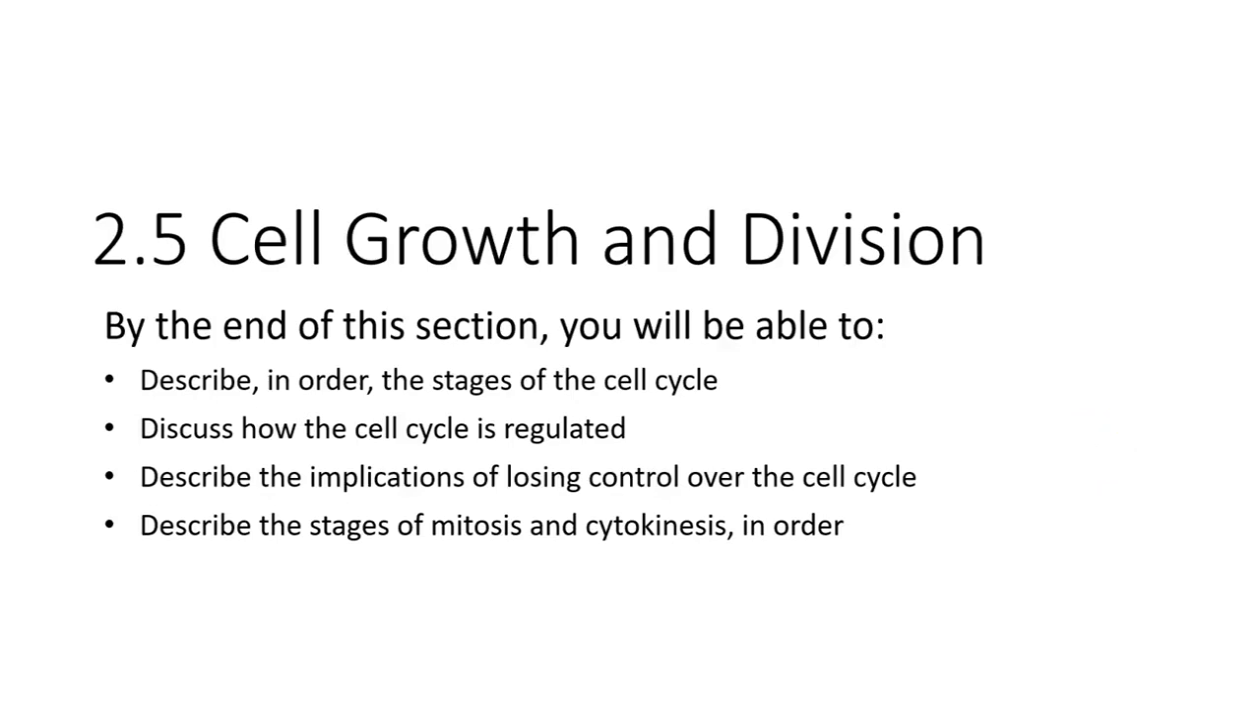Right, let's talk about cell growth and division. So how cells get a little bit bigger and how they make copies of themselves. We're going to talk about stages of the cell cycle, how that cycle is regulated, how it's controlled. We're going to talk about why it's so important to have this control over the cell cycle, and then we'll talk a little bit about the different stages of the cell cycle, which are mitosis and cytokinesis.